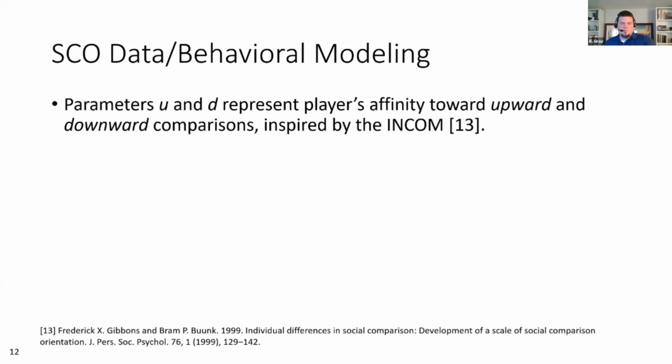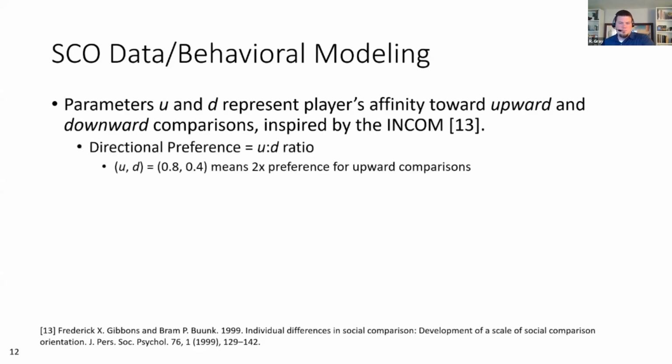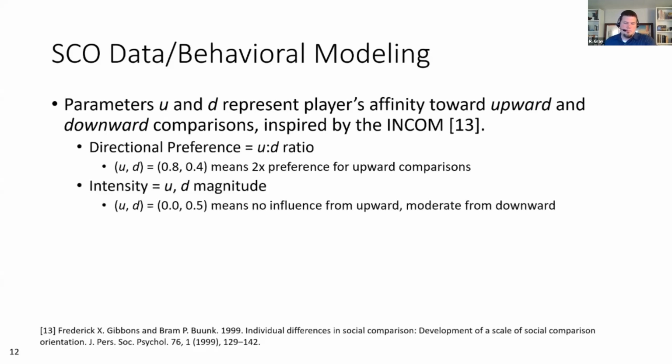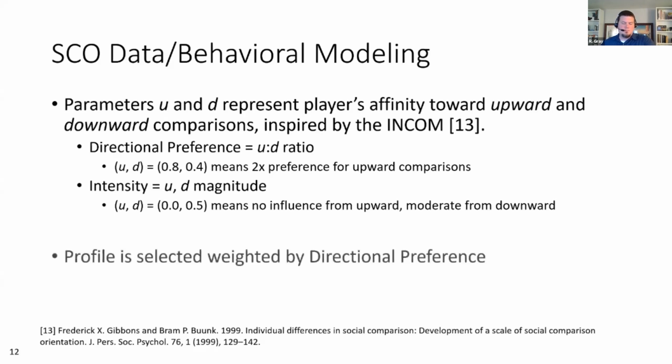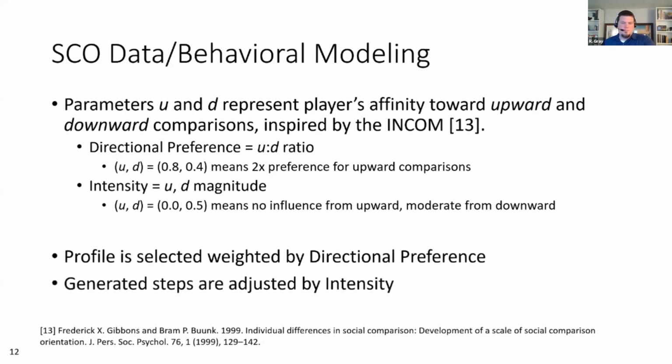These 2 parameters then dictate SCO traits through derivative metrics. Directional preference is the proportion between U and D, and the intensity of reaction to a comparison event is modeled as the magnitude of the respective value. The SCO behavior model directs a simulated player's behavior when presented with a programmatic version of the exercise we intended to deploy to our human players. The simulated players were programmed to select one of the 4 profiles at random, weighted by their U and D values. Their choice then modified their steps and self-reported motivation based on the magnitude of their parameters.